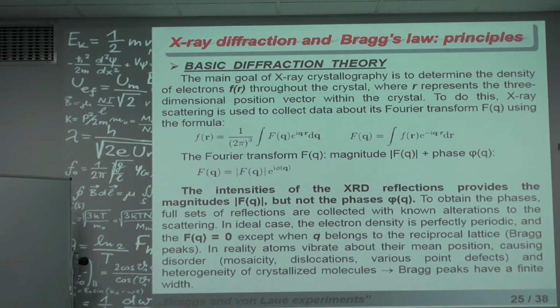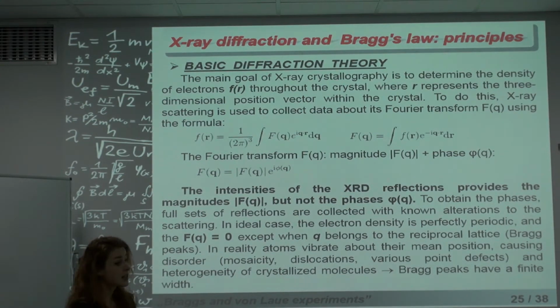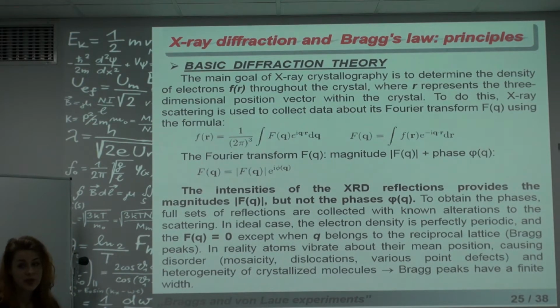To get the phase, one needs to obtain full sets of reflections with known alteration of scattering. In the ideal case, f of q is equal to 0, and we will get the Bragg peaks only when the Bragg conditions are right. However, nothing is easy in our lives, so we're dealing with the real world, and there are some vibrations of atoms around their positions, causing disorder and defects. That's why Bragg peaks have finite widths.